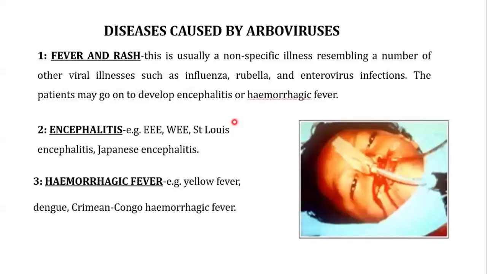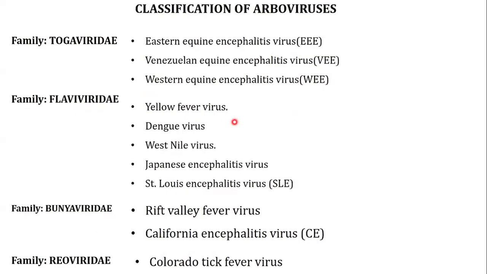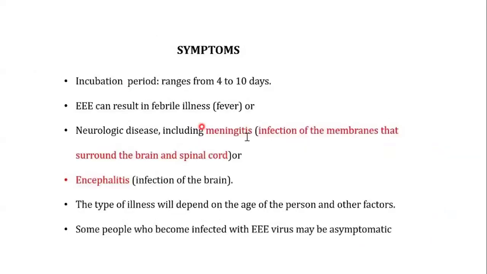Okay. So we are done with Togavirus. The main one that you should know is the Eastern equine encephalitis. Venezuelan and Western are quite similar. Now we are done with this. We're now going to Flaviviridae.